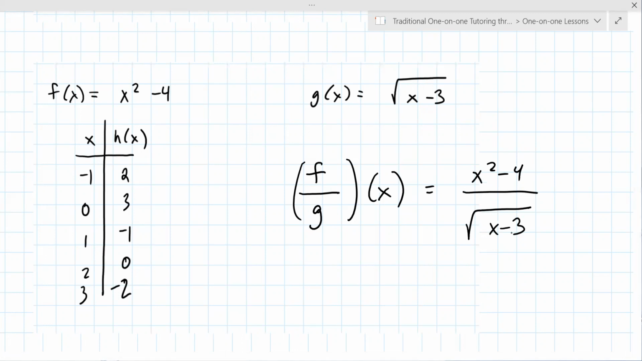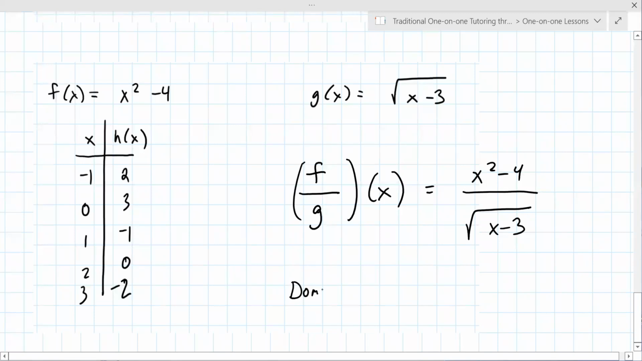Now the domain is just slightly more complicated for this. We've talked about setting the inside part of the square root greater than or equal to 0. The problem is that it cannot equal 0 because you cannot divide by 0. You can never divide by 0 on the bottom. So you set it actually to just greater than 0, because if you let it equal 0, then it could be 0 on the bottom.